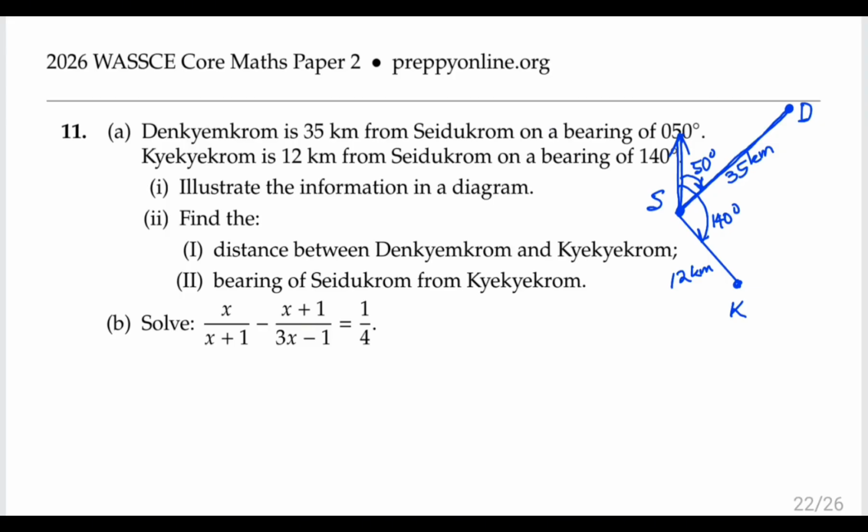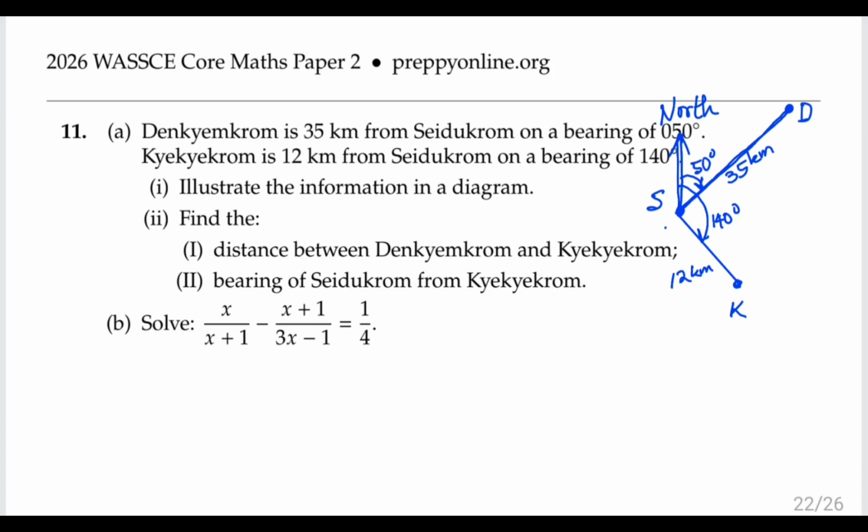All right. And we are supposed to illustrate the information in a diagram. So we can draw a diagram like this. If you write that this is due north, and you measure 50 degrees clockwise and you move 35 kilometers away, you get Dentemchrome. And when you measure 140 degrees clockwise and you move 12 kilometers away, you find Chechachrome. So we can draw that diagram. All right. Now we're asked to find the distance between Dentemchrome and Chechachrome.